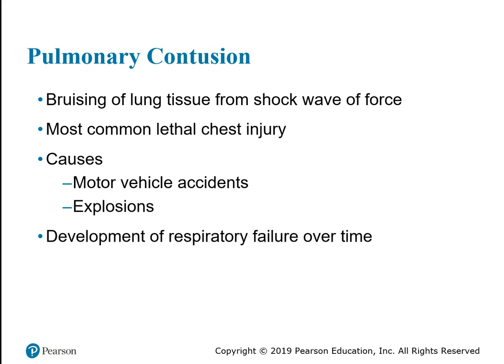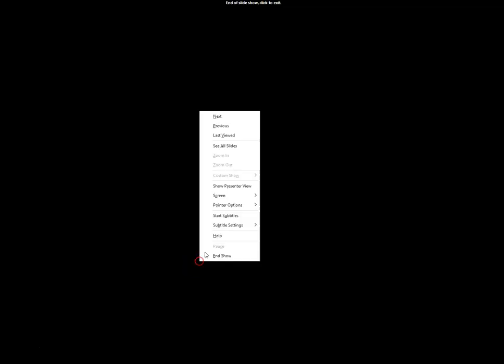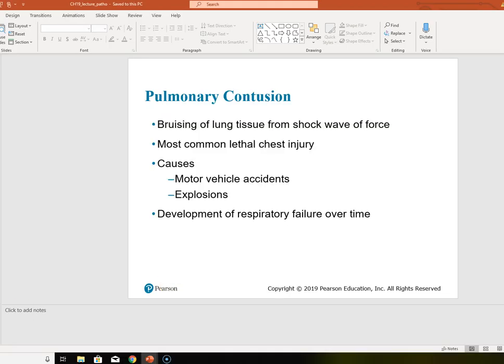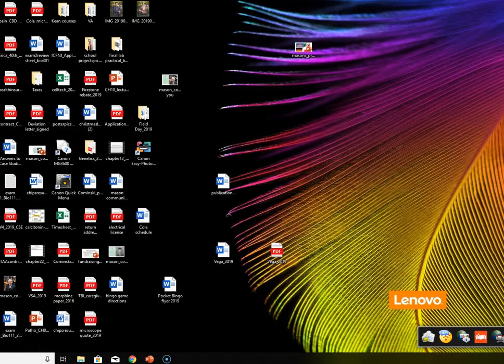If you talk about contusion, this is just bruising of lung tissue due to injury. So motor vehicle accidents, explosions; it can be a lethal chest injury, and over time it can lead to respiratory failure. Okay, so that's the end of that chapter, and like I said, I'm going to move on. I think the other ones are a little bit shorter than that one. Sorry for that one being a little bit long.